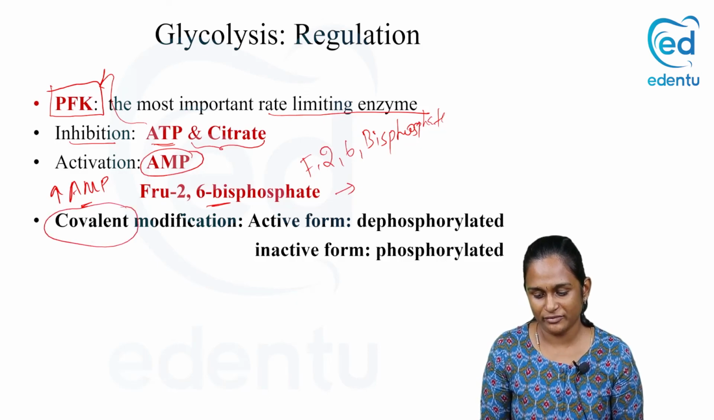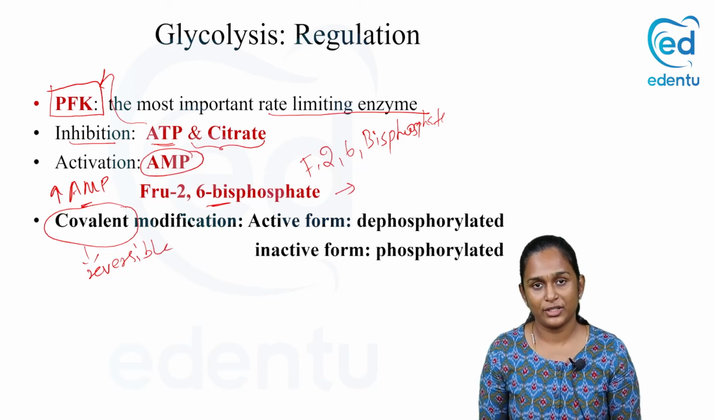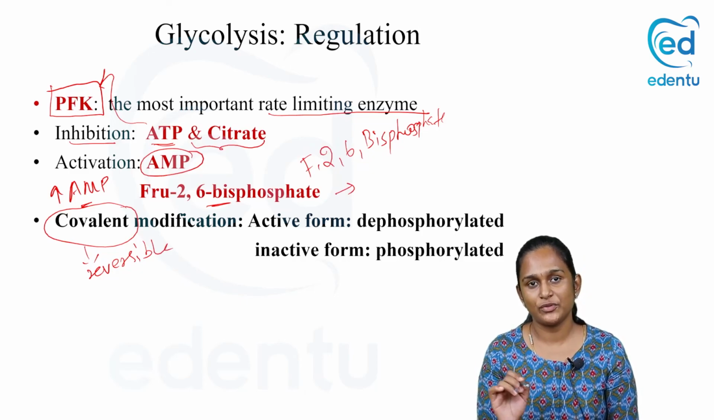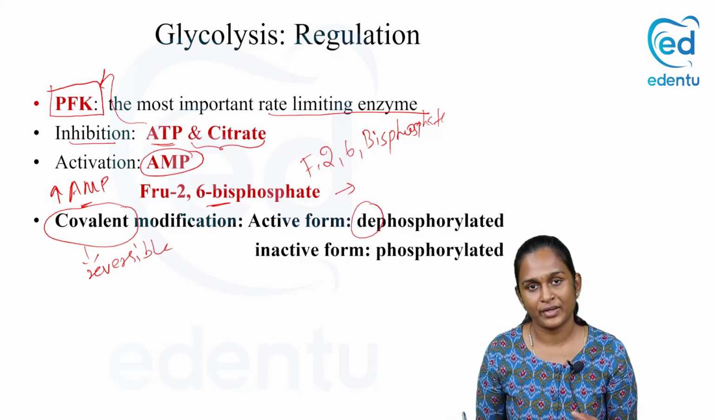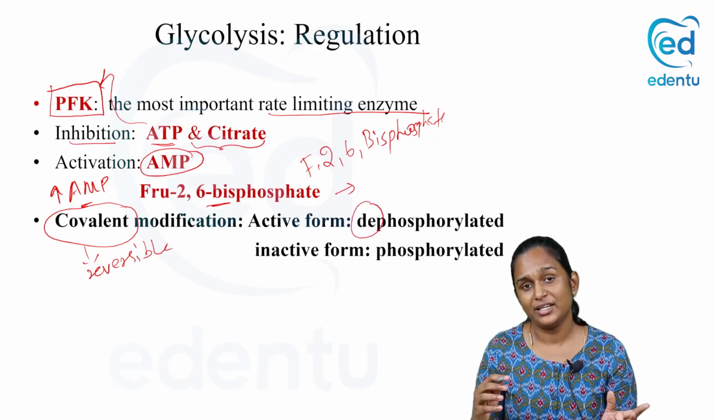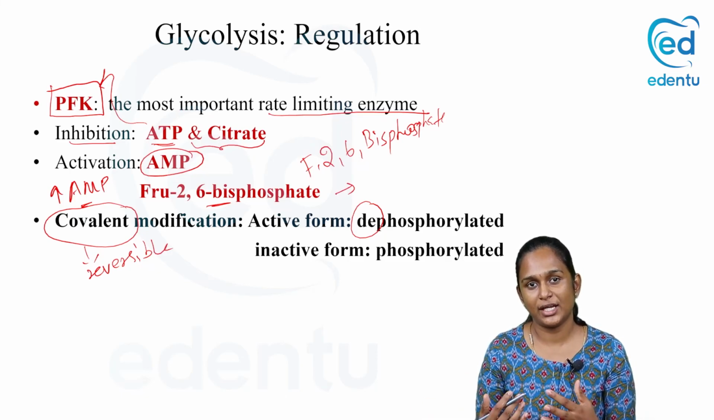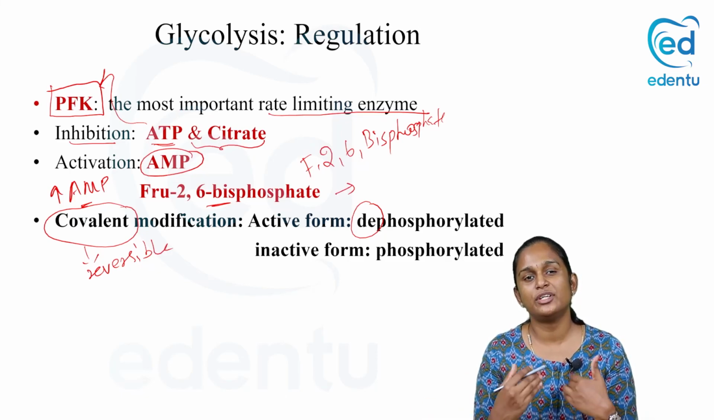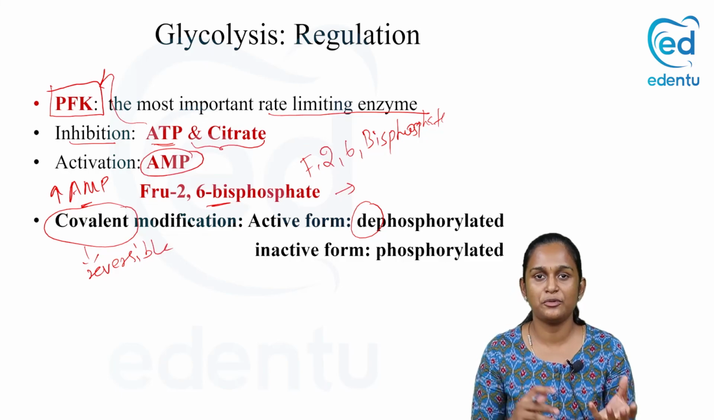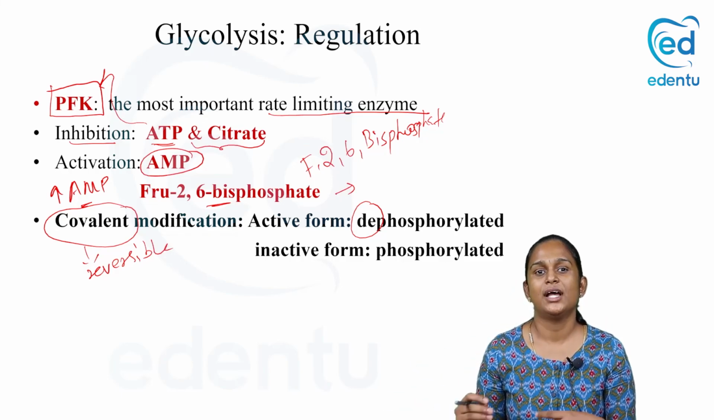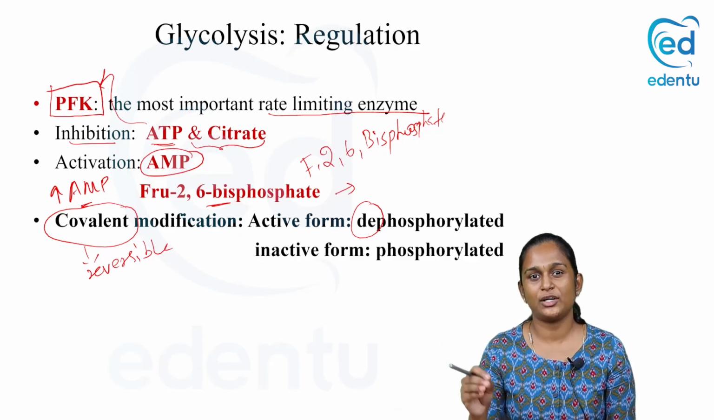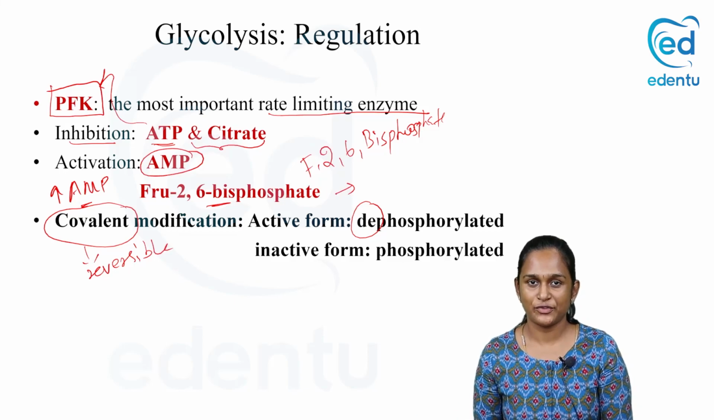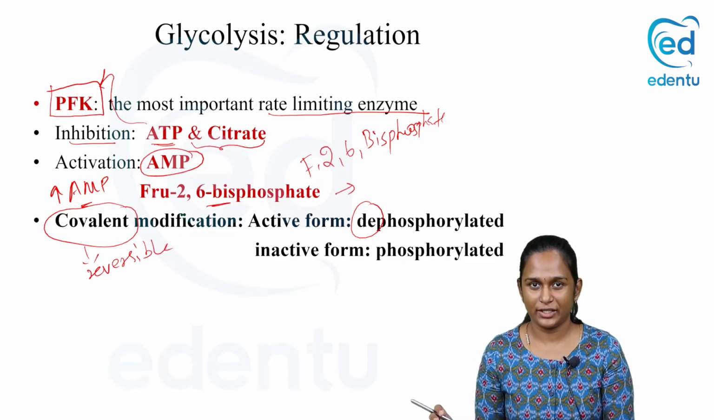What is covalent modification? That is also called reversible. This is a type of reversible modification. For example, this enzyme phosphofructokinase will be active when it is dephosphorylated. This enzyme will be inactive if it is phosphorylated. So any enzymes which dephosphorylate phosphofructokinase are going to activate glycolysis. The enzymes which phosphorylate phosphofructokinase are going to inactivate it and thereby inhibit glycolysis.